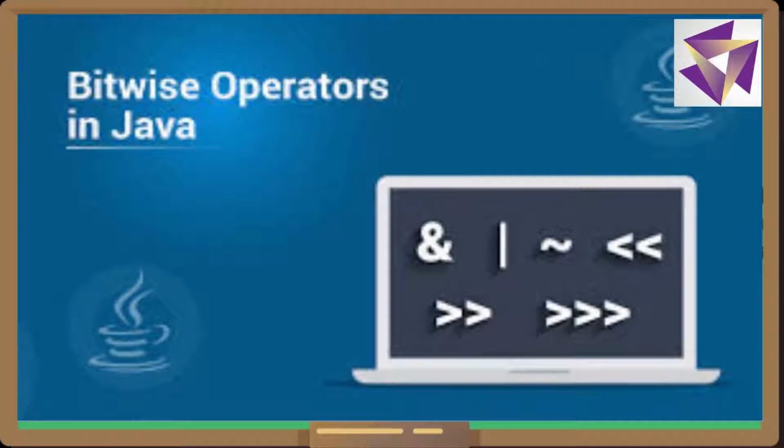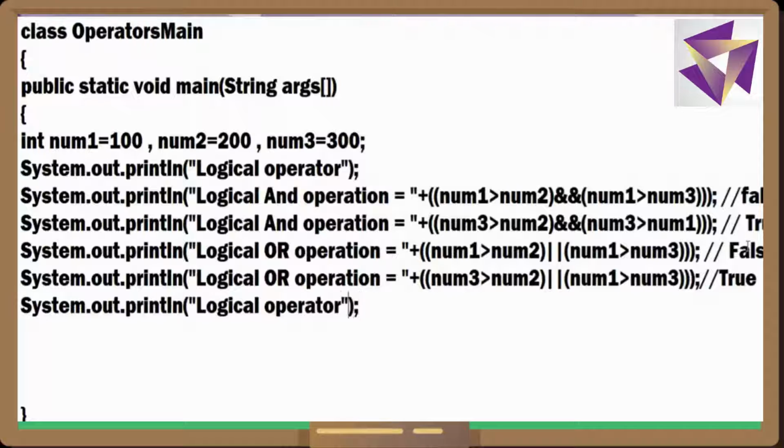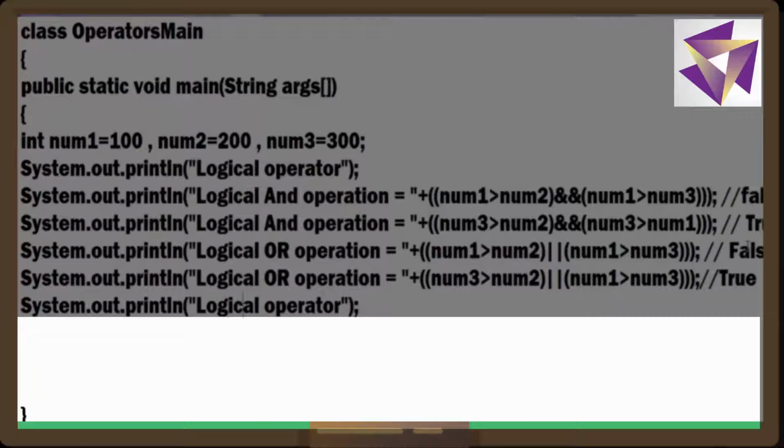Fine. Now this was the logical operator. Now let's say bitwise operators. So here I'll take an example of bitwise operator. Now I won't take all the examples, but I'll only take a few examples.